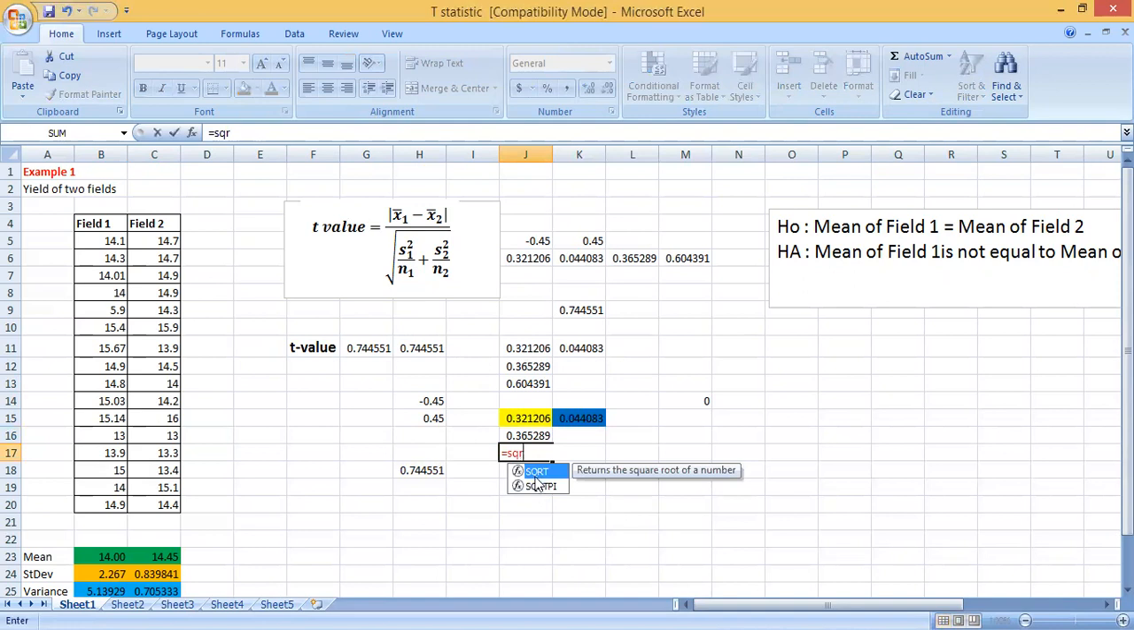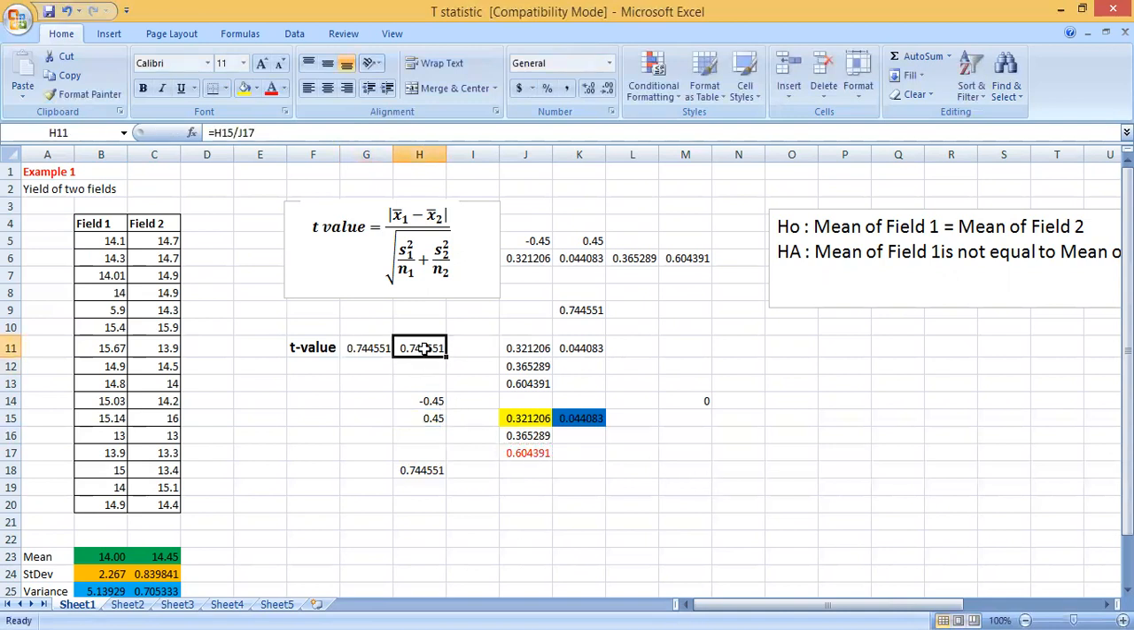So the square root of this value is 0.604391. We have to divide 0.45 by 0.604391. So look here, it equals this divided by this one. This is the t value. In this way, in Excel you can calculate the t value.